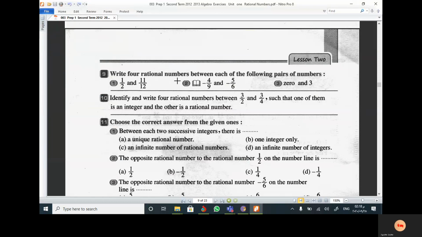Write 4 rational numbers between. You will make the same like the previous one. Identify and write 4 rational numbers between 3 over 2 and 3/4, such that one of them is an integer. You will make the common denominator the same and write 4 rational numbers between, and it's easy to write an integer between them.